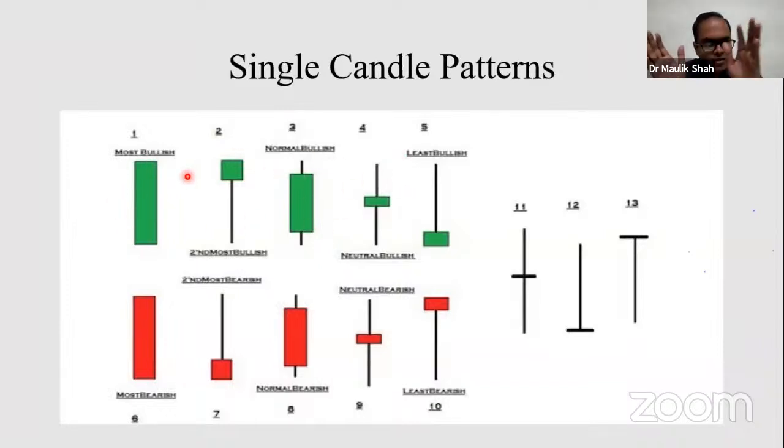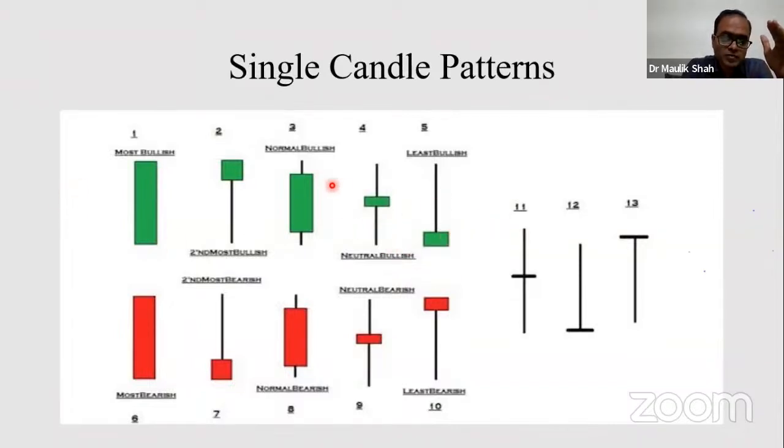No need to go into the names. What we ultimately need to understand is whether the price is moving upside or downside, and that is more than enough. This is a neutral candle because here the decision has not been made. There was a high, there was a low, and the open and close are very nearby. Whereas here, the price has been rejected at a higher level and closes very much below the high. So this is least bullish.